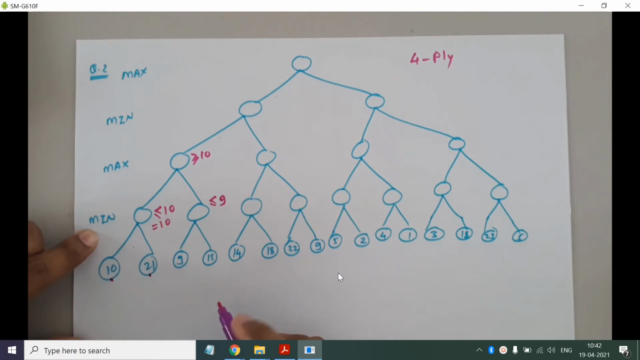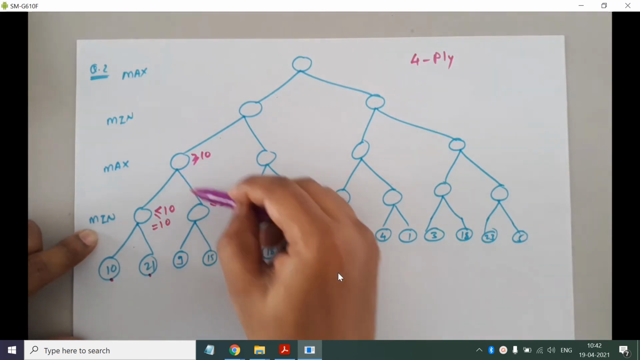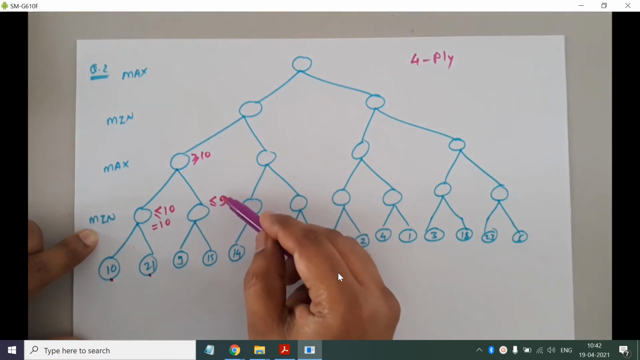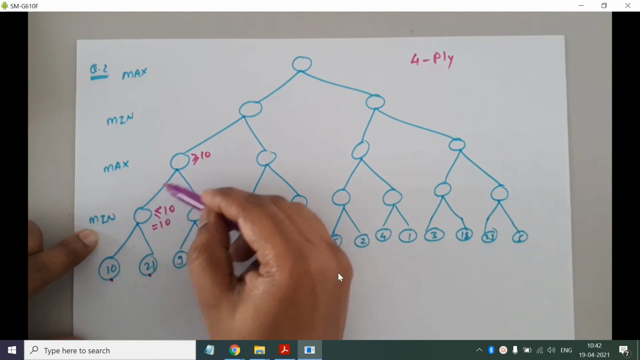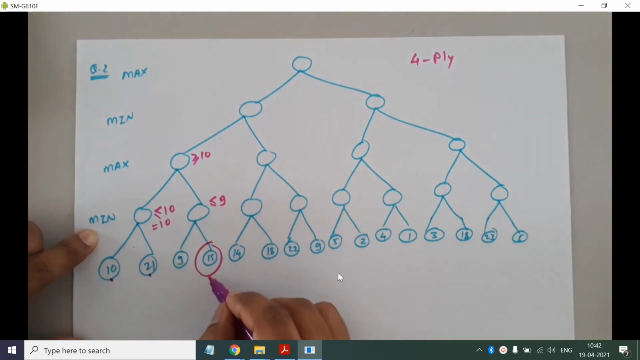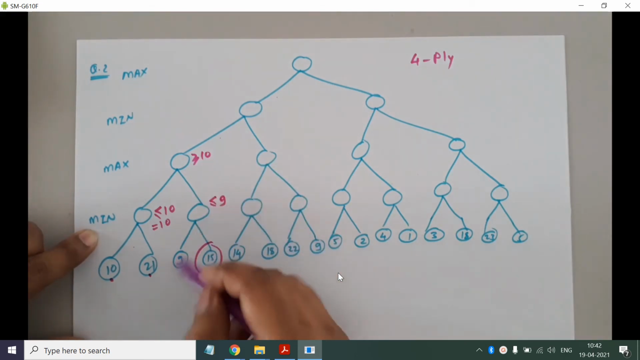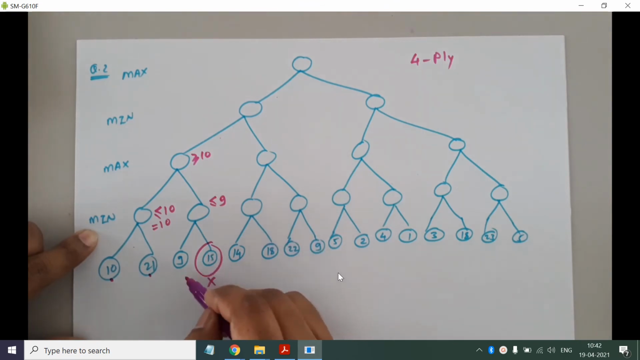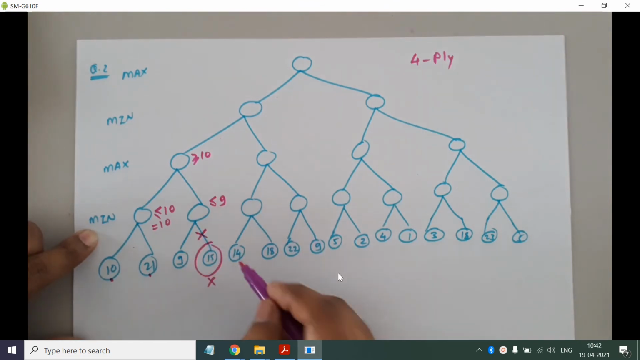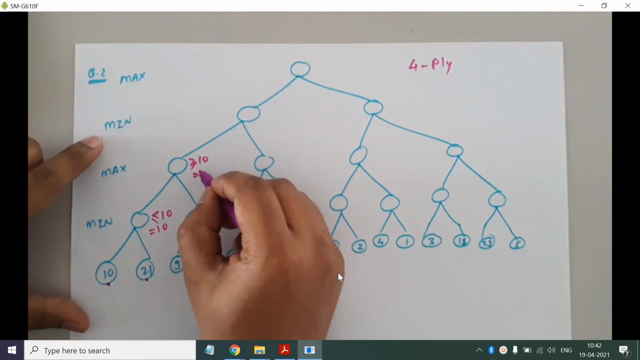Now see here, if max comes to this branch, he is getting a value lesser than 9, but if he goes here, he is getting the value 10, right? So we no need to visit this node; it is pruned. Beta is less than alpha at the min node, so the second condition is satisfied and this node is pruned. We'll come here, and its alpha value will be 10 now.